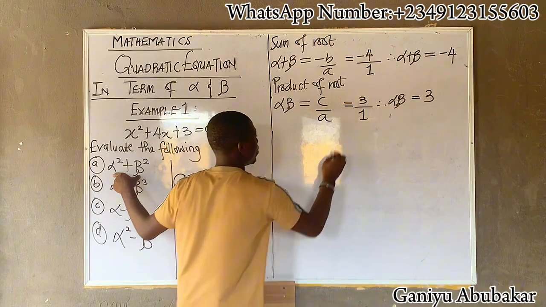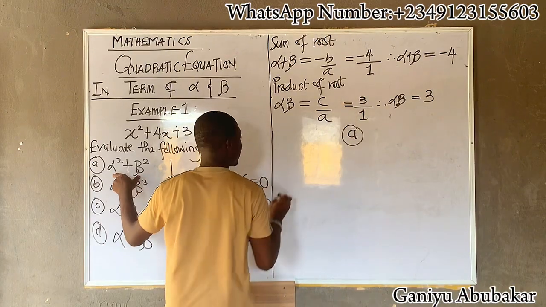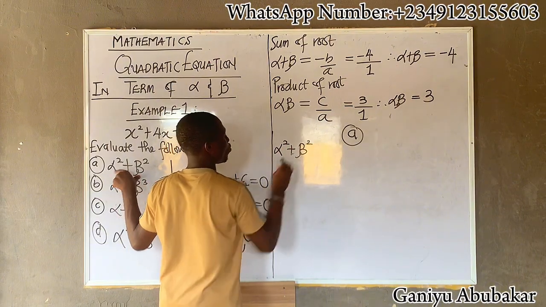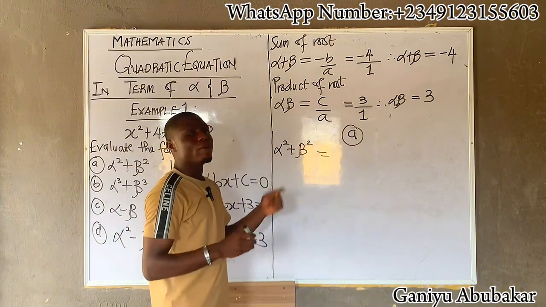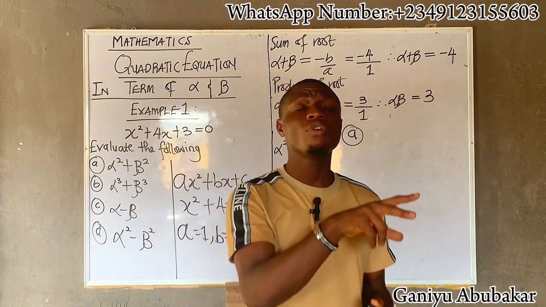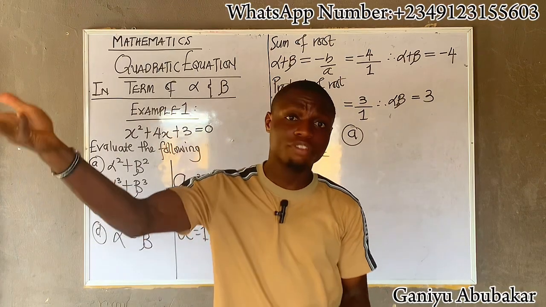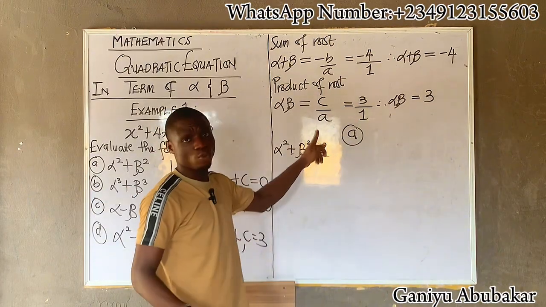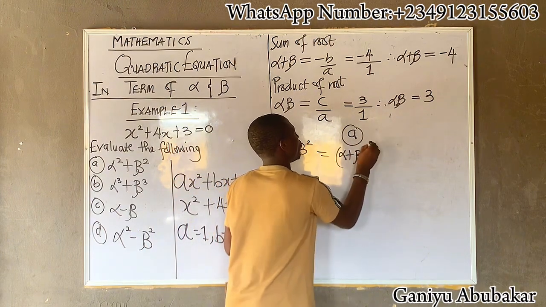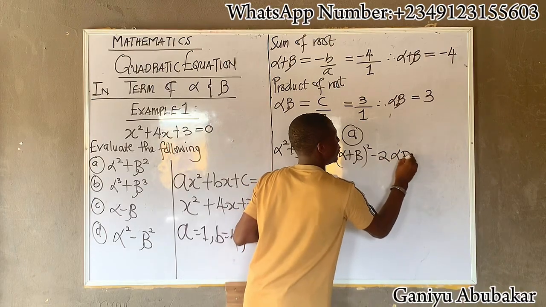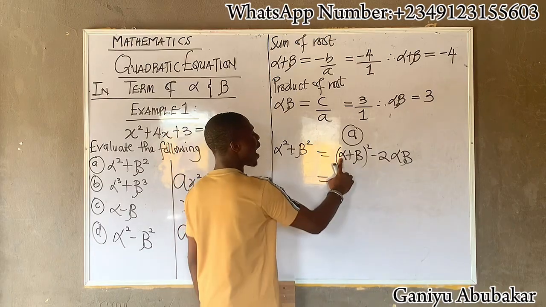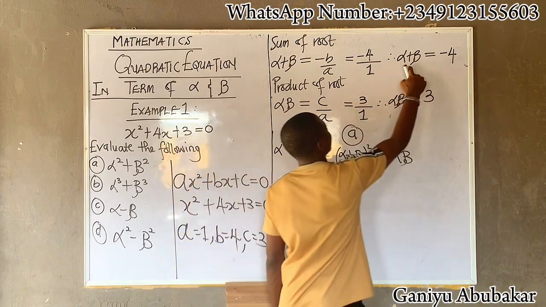For question A, we are asked to find the value of alpha squared plus beta squared. I gave you this one. Check your book, I gave you some useful identities. There you see alpha squared plus beta squared, and I gave you the value as alpha plus beta all squared minus 2 alpha beta. Can you confirm this, please? From here, this is now equal to alpha plus beta, and alpha plus beta is minus 4.